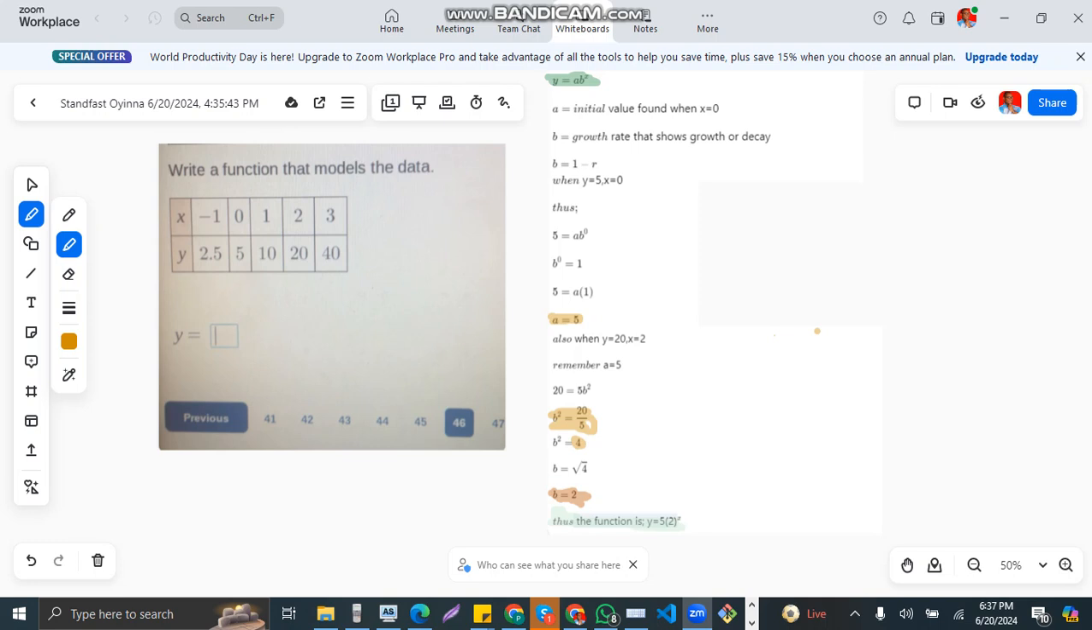Now if you take the square root of both sides, of course you should know you're going to find b. So we take the square root of 4. I will find that b is what? 2. That b is 2.